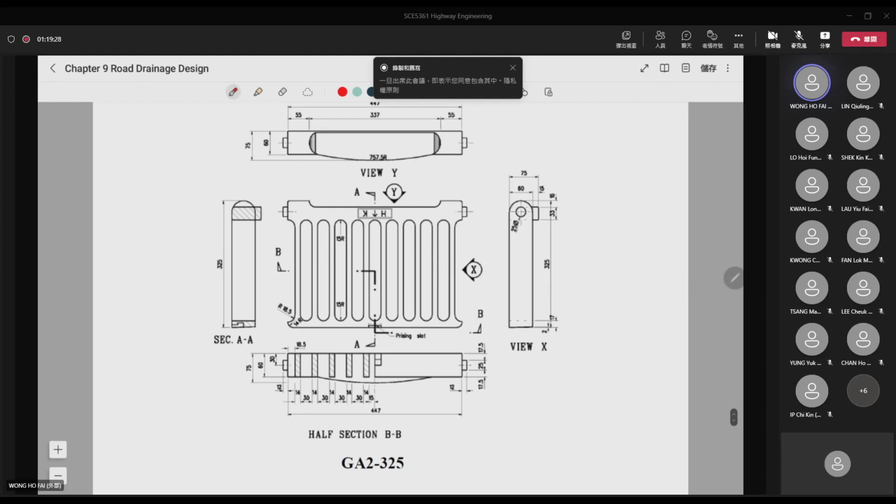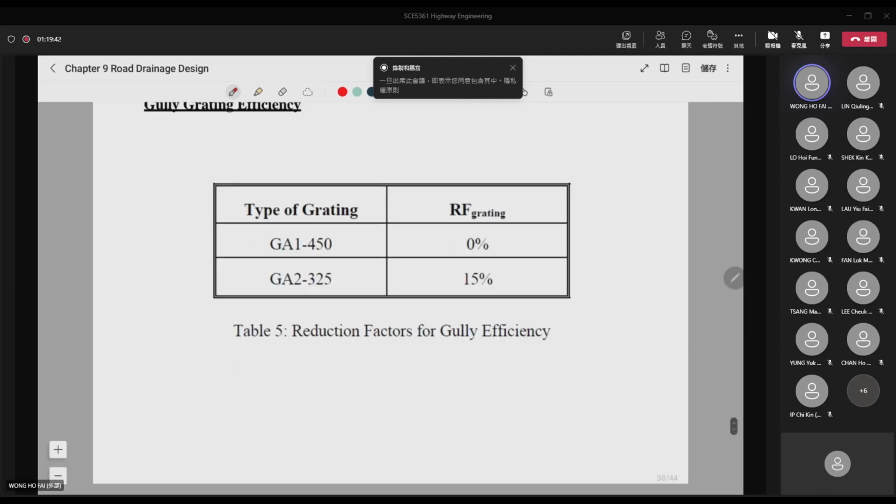And then there's another type we call the TA2325. And then you can see that the spacing, I mean the wall distance, is not the same, and the pattern is not the same. So actually they have different values. We call it the RF, grating reduction factor. For TA1450, the reduction factor is equal to 0%, while for TA2325, it is equal to 15%.